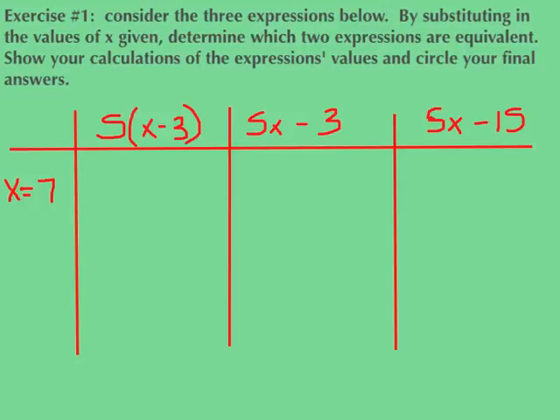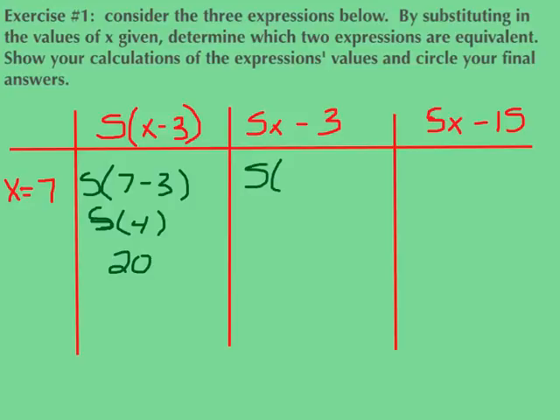So the first problem says 5 times 7 minus 3. Well, we're going to do 7 minus 3 first, which is going to give me 4, so I'm going to do 5 times 4, which gives me 20. The second expression is 5 times 7 minus 3. 5 times 7 gives me 35. Minus 3 gives me 32.